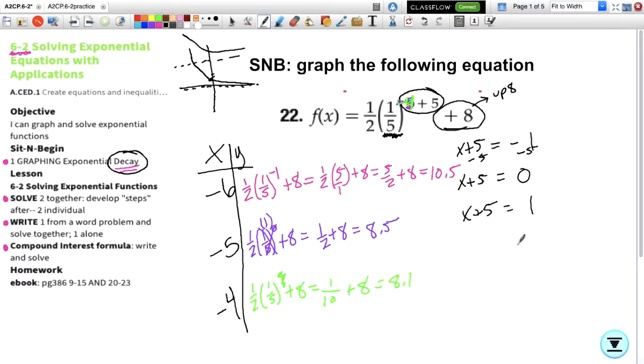Now I'm ready to graph. Looking at these, my x's are all negative, so I only need to include the negative part of my graph, and my y's are all positive, so I really only need to include this first quadrant right here.